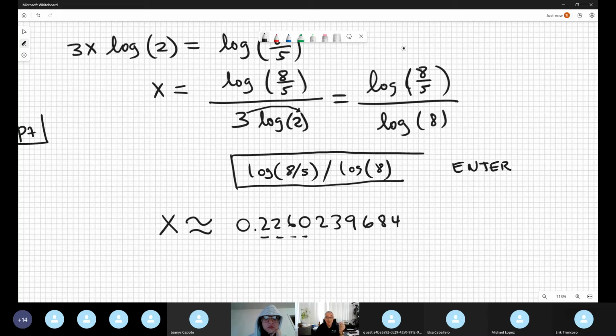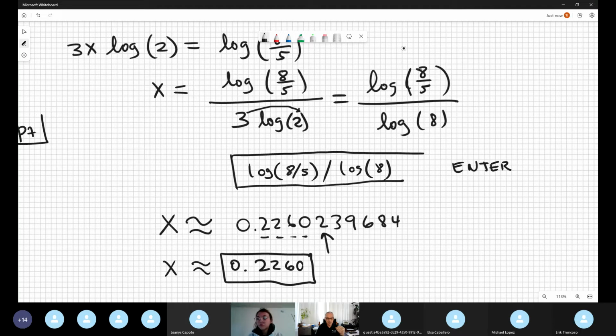That depends on the question, no? The question specification. I need the answer using 4 decimal places. So remember the rule of rounding off. If this digit is less than 5, you omit this. The answer then is the approximation 0.2260. Done. Final. Super clear?